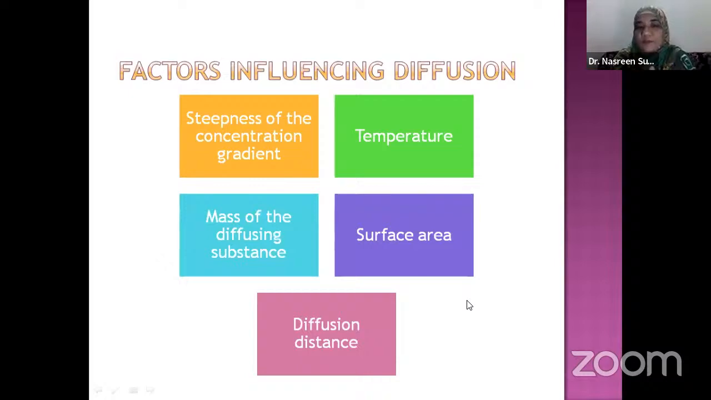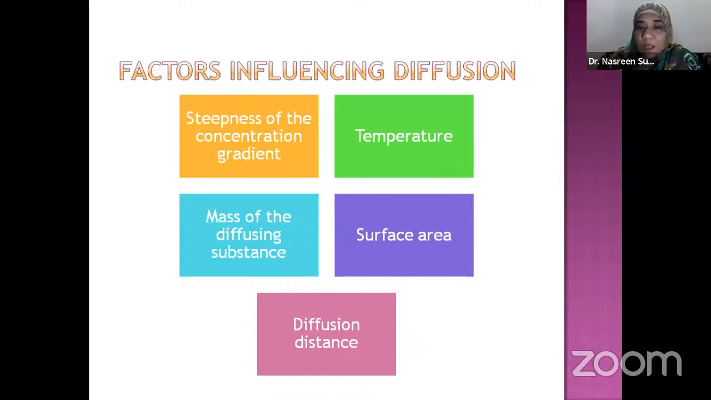That is your diffusion. And the factors on which diffusion depends are the steepness of the concentration gradient and temperature. More steepness, more diffusion. More temperature, more diffusion. Mass of the diffusing substance.